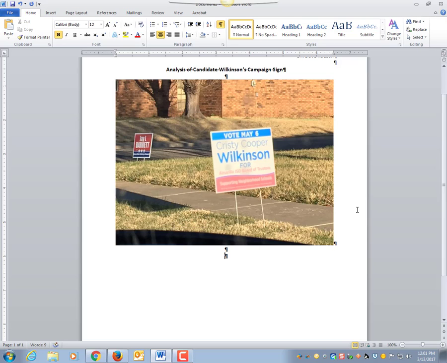So I asked for several bits of information. First of all is, where did you find the sign? I don't need a specific address. I don't want a specific address. Please do not give me a specific address. All you really need to say is, like this one, I found this sign in a neighborhood west of Coulter in Amarillo. That's all I need to know.